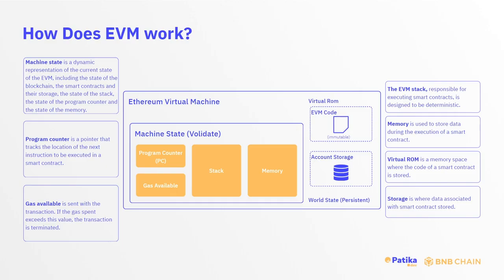So in summary, the EVM is the backbone of the BNB chain blockchain, and it provides a secure and isolated environment for executing smart contracts and processing transactions. Alright? You can also go to this source where we adopted this diagram and see about Ethereum Virtual Machine.